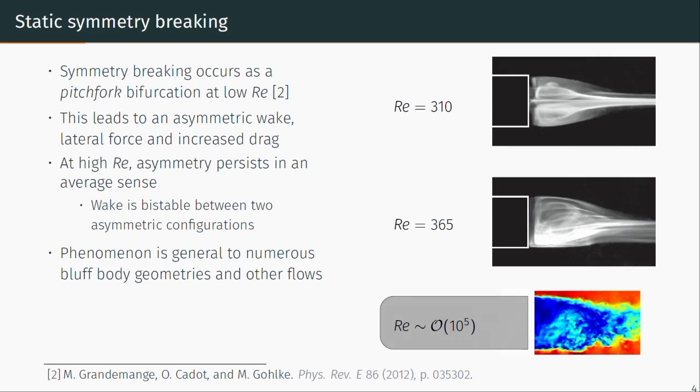And this phenomenon of symmetry breaking is quite general to a number of three-dimensional bluff body flows, including axisymmetric flows or double backward-facing steps, and it's really quite a general feature.